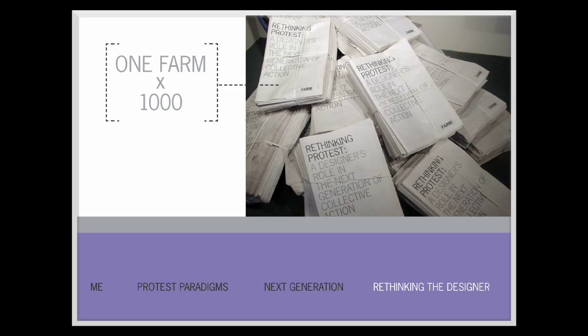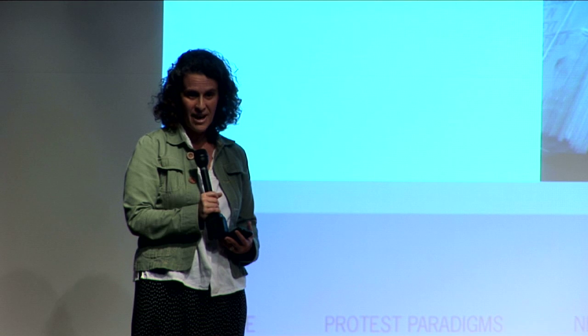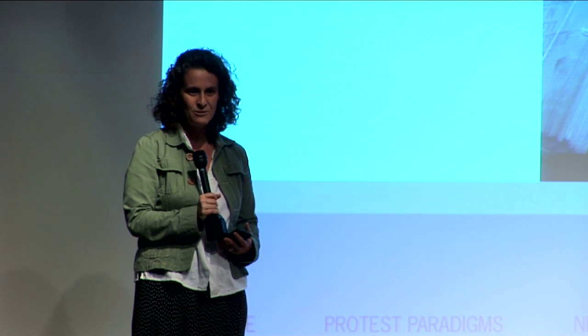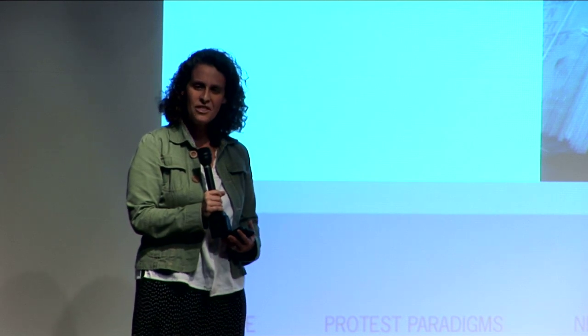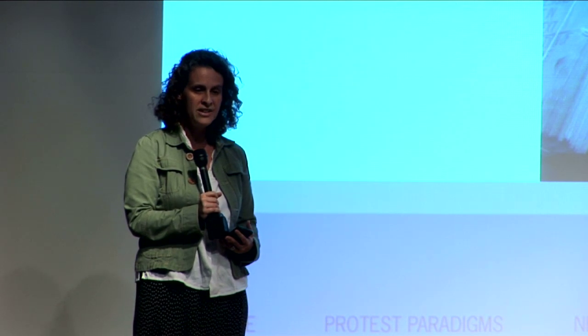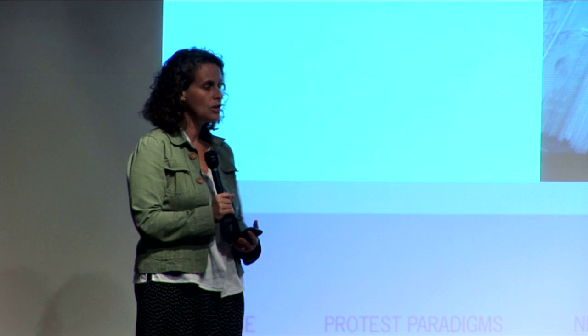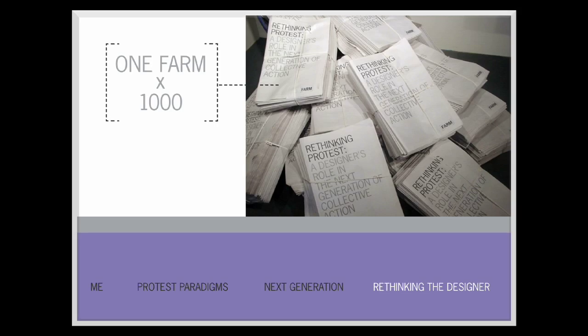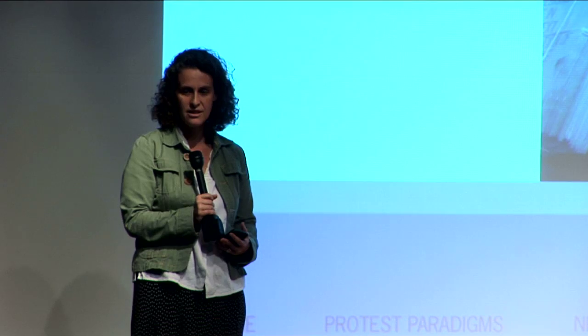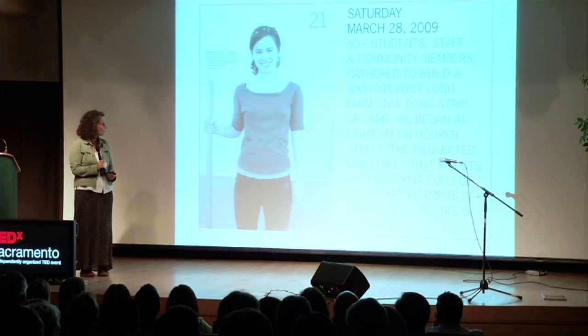I also decided that one little dinky farm that was 10 foot wide by a quarter-mile long wasn't really going to do maybe a whole lot. But if we had 1,000 farms, what would that do in all these little spaces in a city? So I wrote our story. It's a 56-page tabloid that explains how to make your own farm. And found myself back in Sacramento.